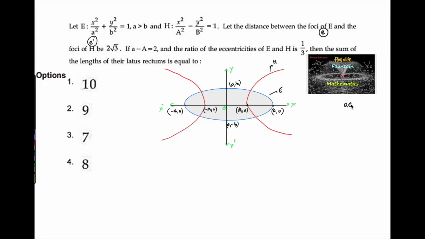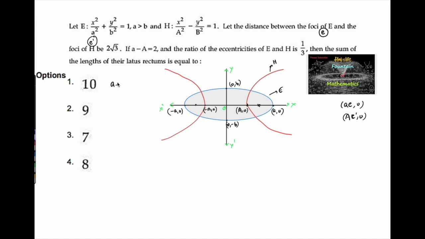So we have foci plus or minus ae comma 0, and for hyperbola plus or minus capital A E dash comma 0, and it is given the distance between the foci of ellipse and hyperbola be 2 root 3. So we can say that both ae comma 0 and capital A E dash comma 0 are the same.